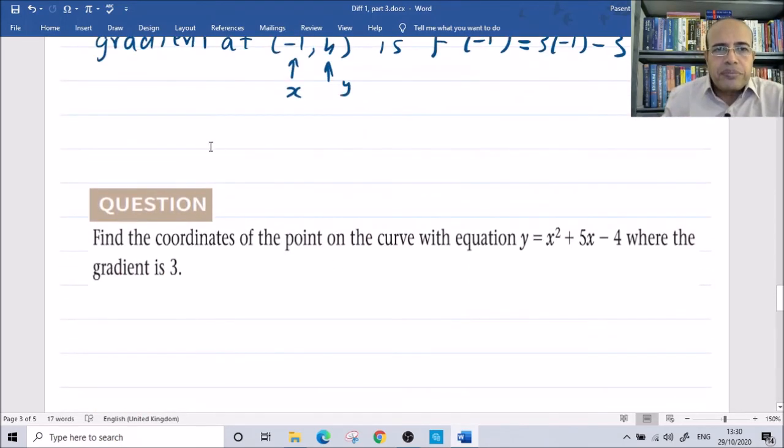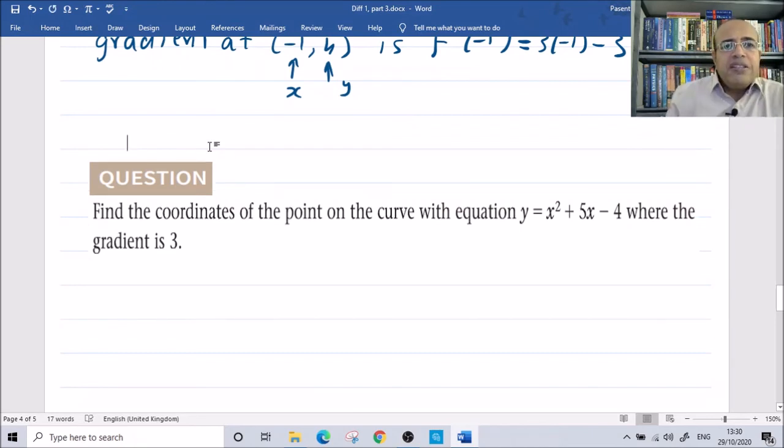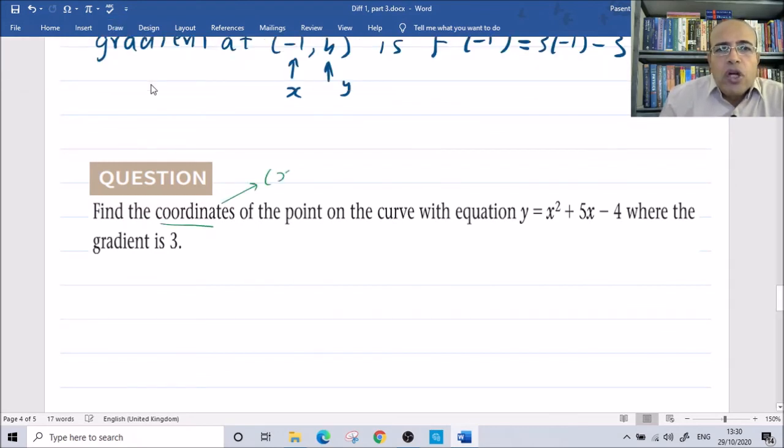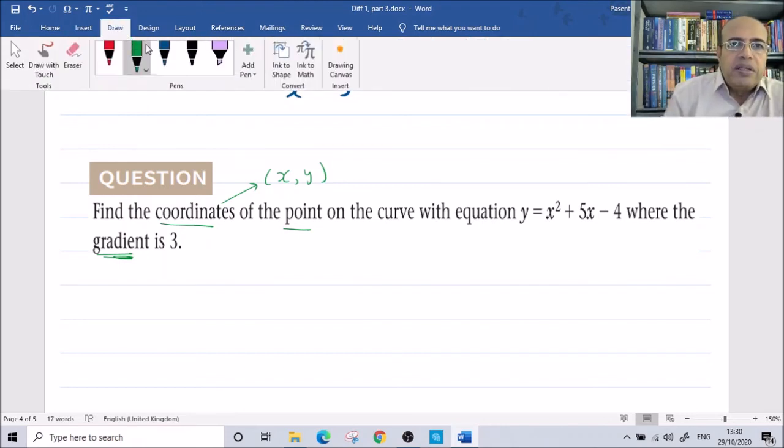Another example. Find the coordinates. What do you mean by coordinates? Coordinates means x and y. So we need x and y of the point. So the answer will be a point on the curve with equation where the gradient equals 3. So the gradient in that question equals 3. It means we find the dy by dx and equate it to 3. So first step, we find the dy by dx.